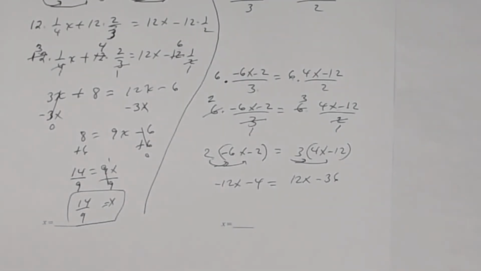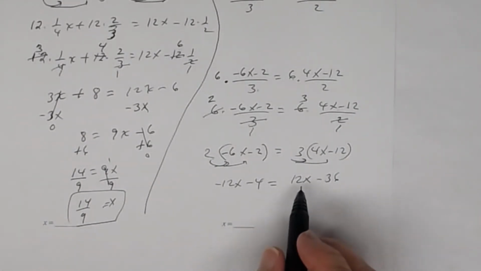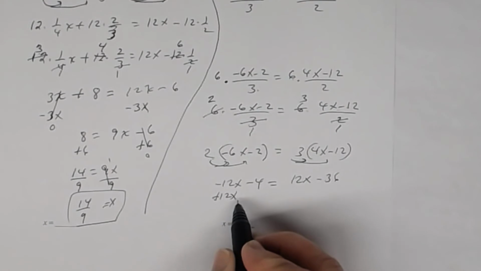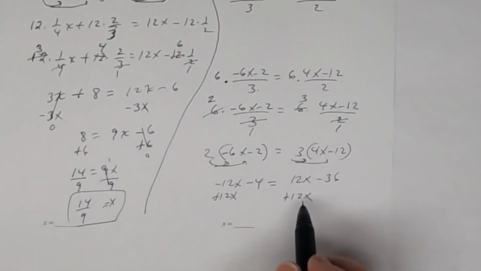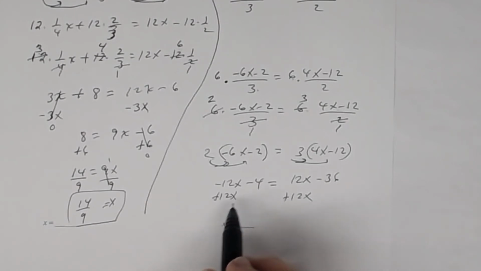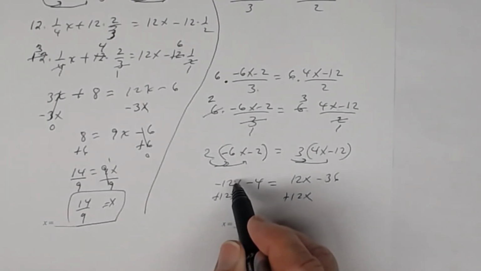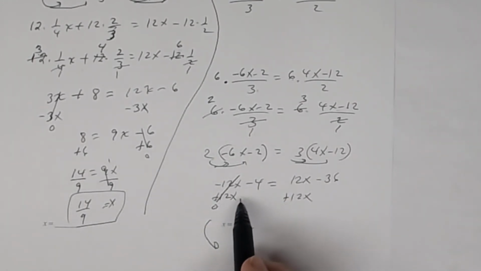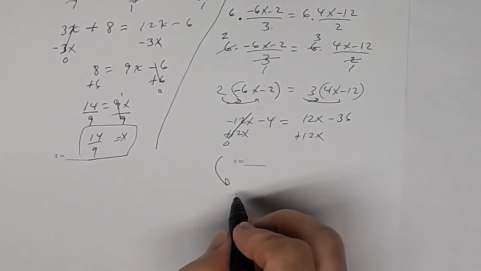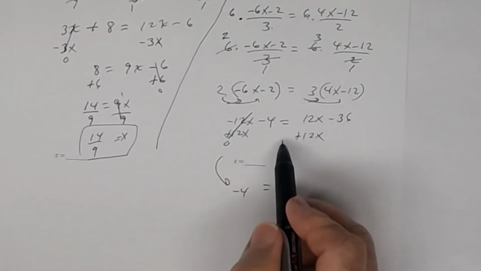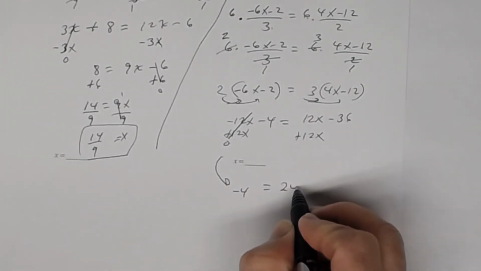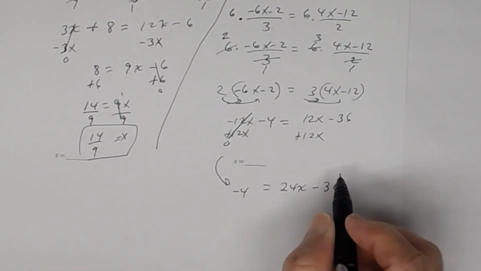All right? Now, let's see. Okay, so that's where we're at, right? So let's go ahead and bring the variable terms to the right-hand side. I'm going to add 12x to both sides, just like this. Notice, combine like terms. Make sure you say 12x plus 12x on both sides. Combine like terms, a negative 12x and 12x is 0. And I'm going to need more room here. 0 and a negative 4 is a negative 4. Equal. Notice I'm kind of lining my equal signs. Equal. 12x plus 12x is 24x minus 36.